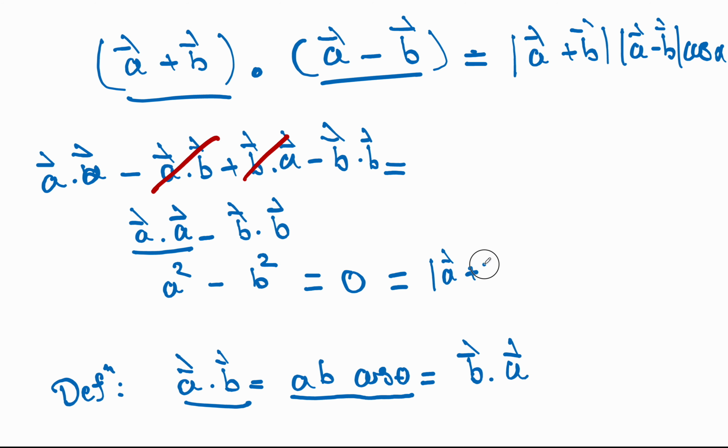And that is nothing but the magnitude of A bar plus B bar times the magnitude of A bar minus B bar times cos alpha, and we can see that cos alpha must be 0. To satisfy this condition, alpha should be pi by 2.